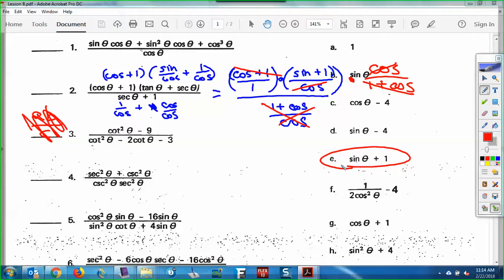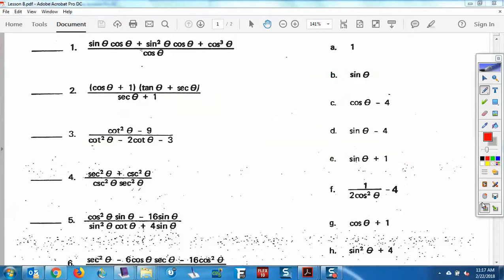Okay, what else? Anything else on the front? How about the back?